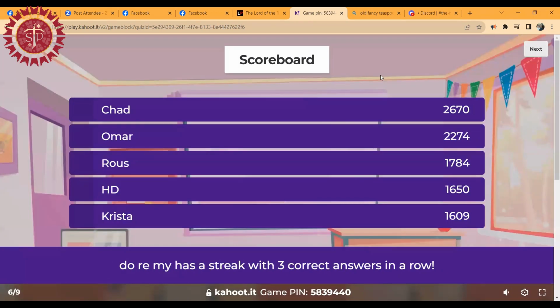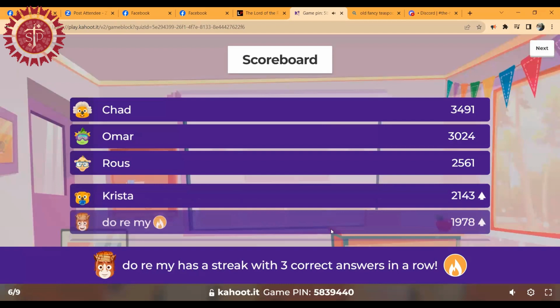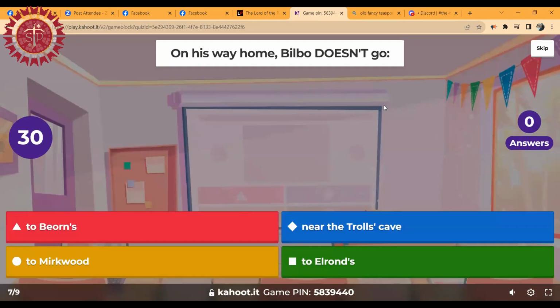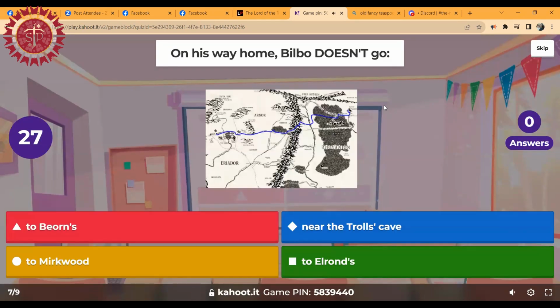Alrighty. Oh, some more movement. Oh, yeah. My girls are coming along. Love it. Next question. On his way home, Bilbo doesn't go to which place? Because he goes all the way to the Lonely Mountain, but he has to come back. He doesn't go to Beorn's, near the Troll's Cave, to Mirkwood, or to Elrond's. He goes to three of these places. Which place he doesn't go on his way back home is the question.